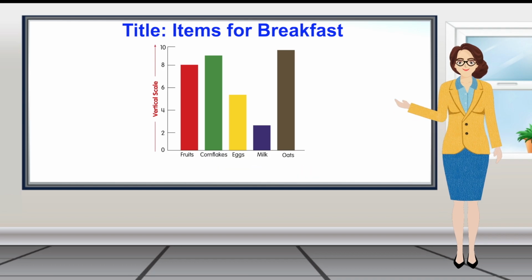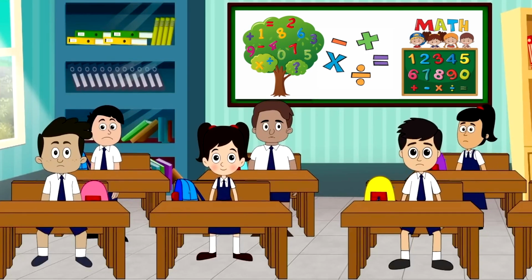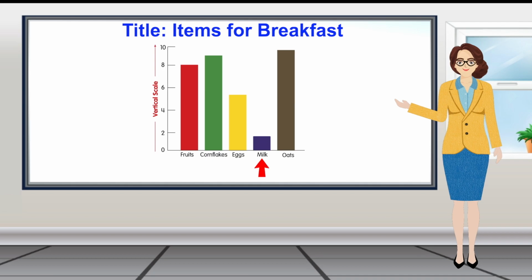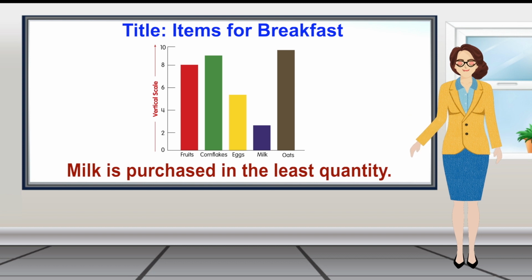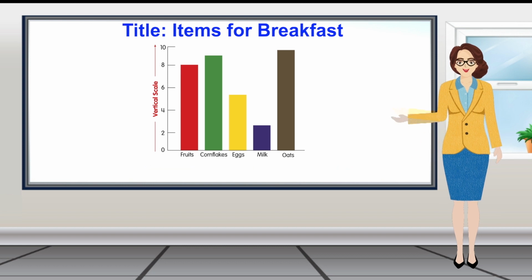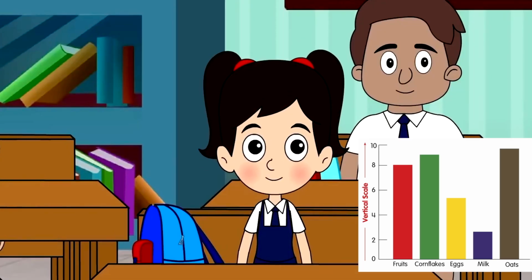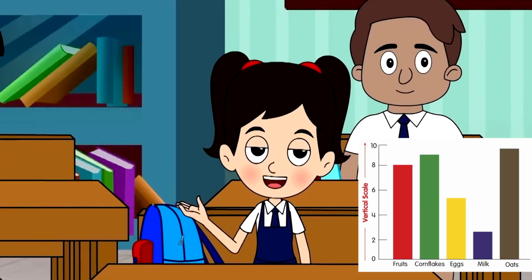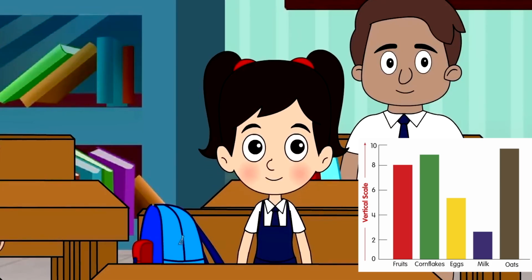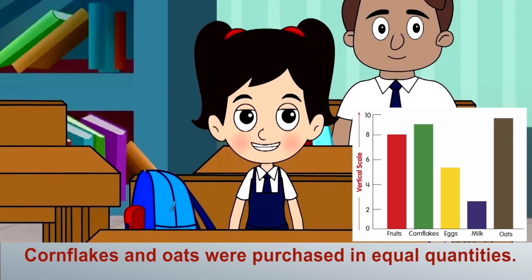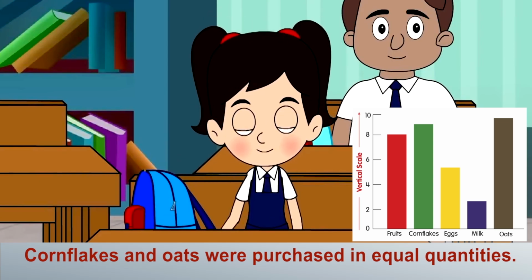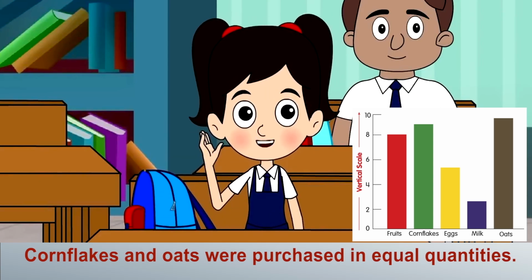Let's read the bar graph and answer the following questions. Which item did Shanu purchase in the least quantity? As we can see, the bar of milk is the smallest. So milk is purchased in the least quantity. Which 2 items were purchased in equal quantities? The bars of the cornflakes and oats are equal in length, which is equal to 9. So cornflakes and oats were purchased in equal quantities.